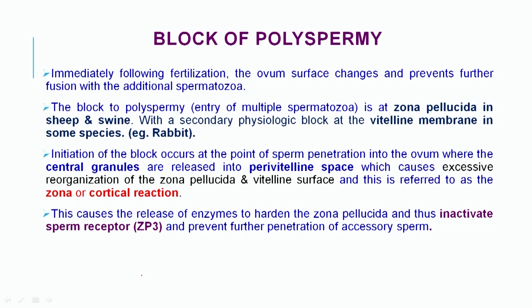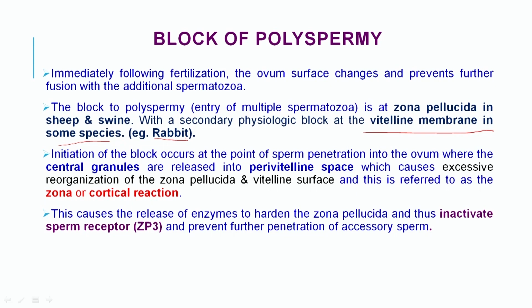The block to polyspermy, that is entry of multiple spermatozoa, is at the zona pellucida in sheep and swine, with a secondary physiological block at the vitelline membrane in some species, for example the rabbit.